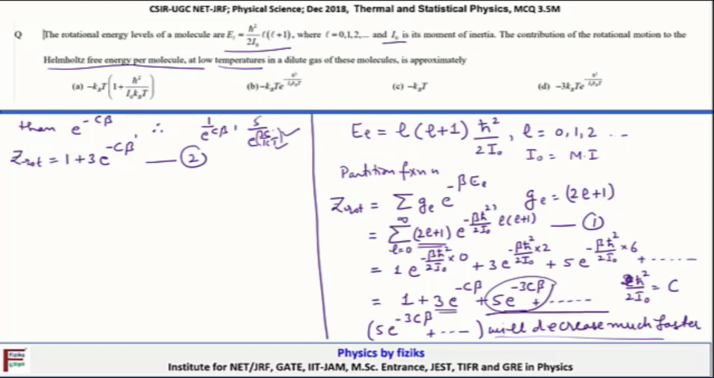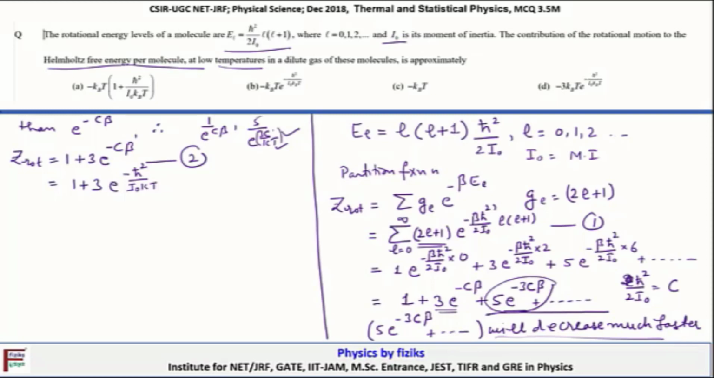We can substitute the value of c here. Then this is equal to 1 plus 3 exponential minus, and c is h cut square upon I naught basically, so exponential minus h cut square upon I naught and then the value of beta, which is kBT. Okay, so this is the partition function basically.